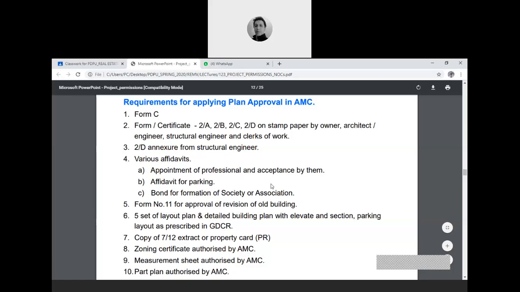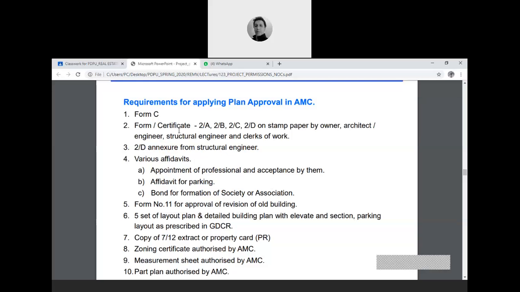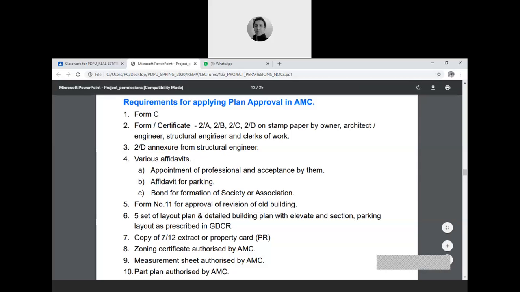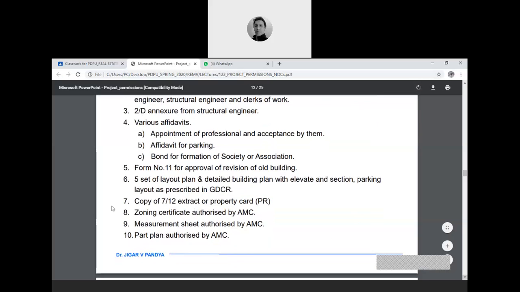So last time I was talking about the fees that you need to pay and the process for approving drawings at the AMC. We talked about some of the forms that you need to submit, the affidavit, and the copy of 712. So I'll just begin from where I left.